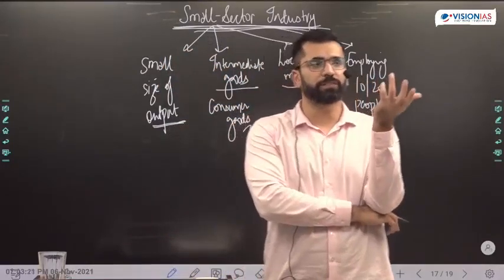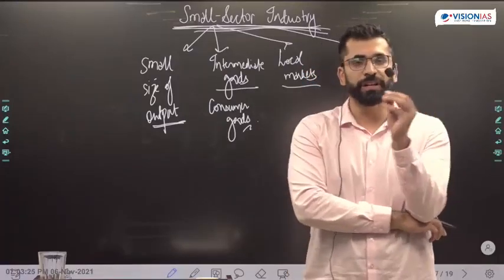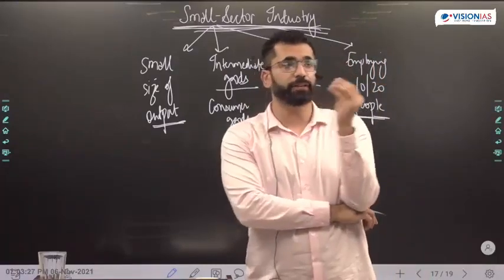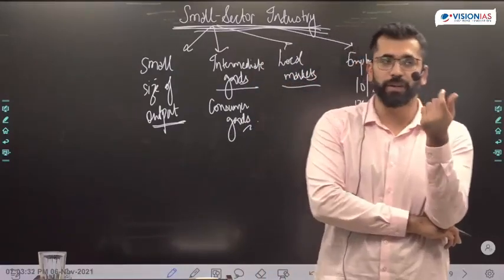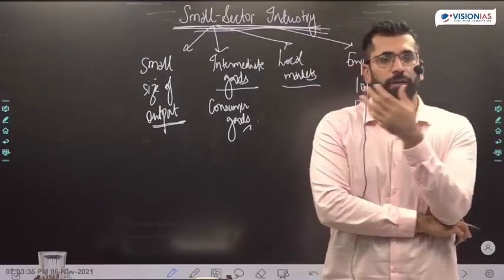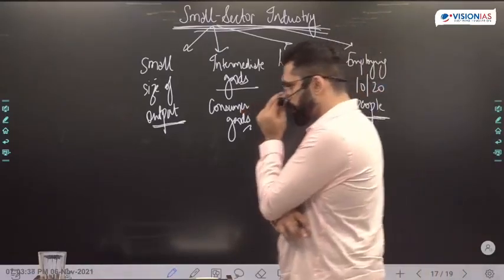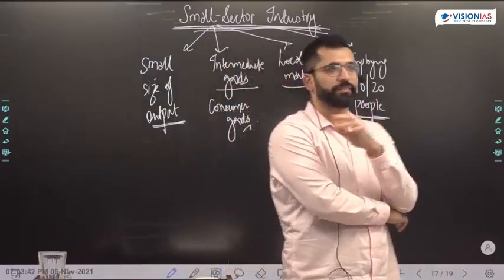That the output size will not be that big. You are producing intermediate goods, connecting it to the larger industry, or consumer goods for the consumer. Very simple consumer goods, not very heavy intensity consumer goods. Catering to the local markets, lower workforce and less revenue. Yes, lower workforce is one of the points. See, we will write everything, don't worry.